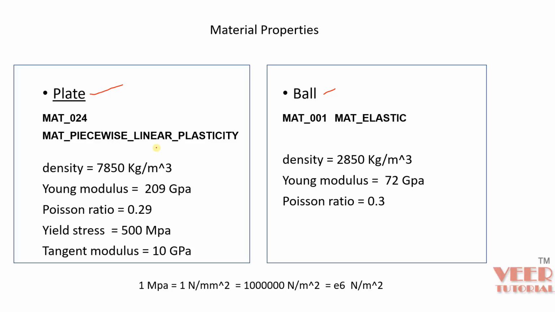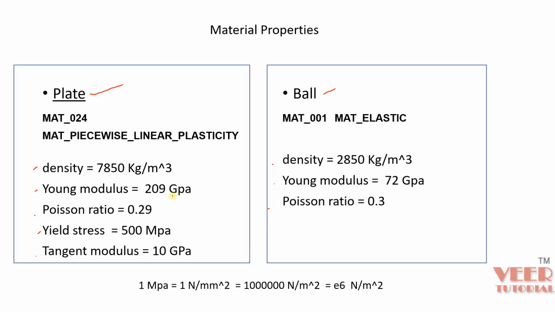To define the properties of the plate, we are considering up to the plastic limit. In case of the ball, we are only taking an elastic ball. Now to define the plasticity, we need density, Young modulus, Poisson's ratio, yield stress, and then tangent modulus. For the ball, we are going to take MAT 001, MAT elastic, where density, Young modulus, and Poisson's ratio are given.